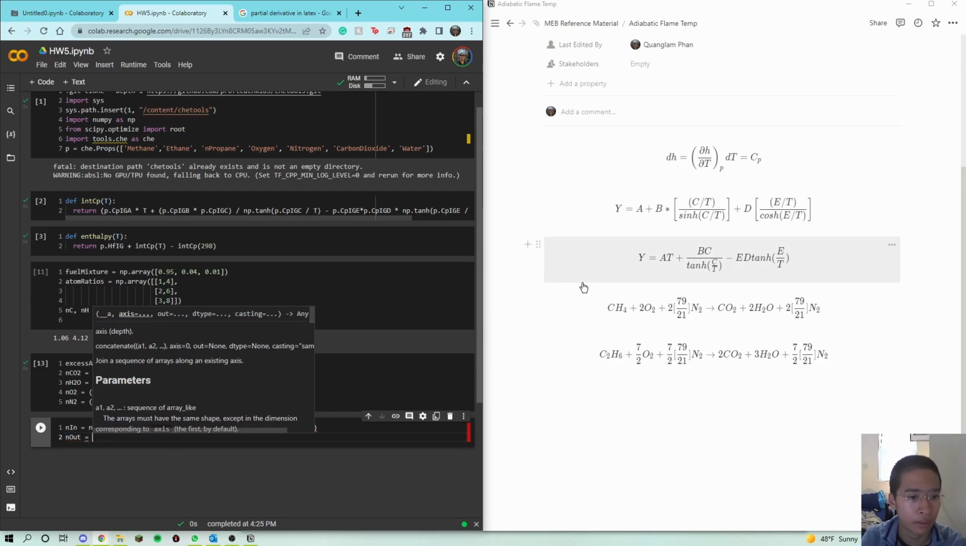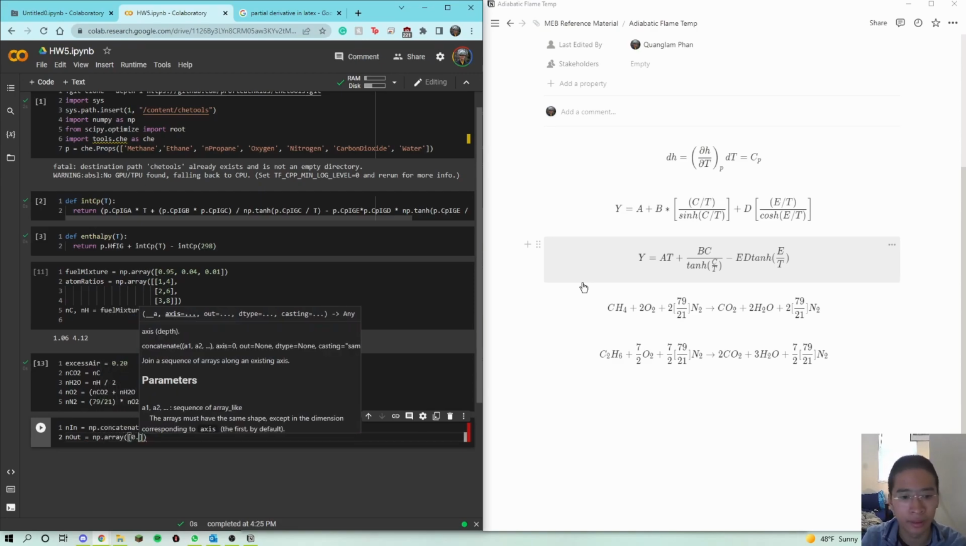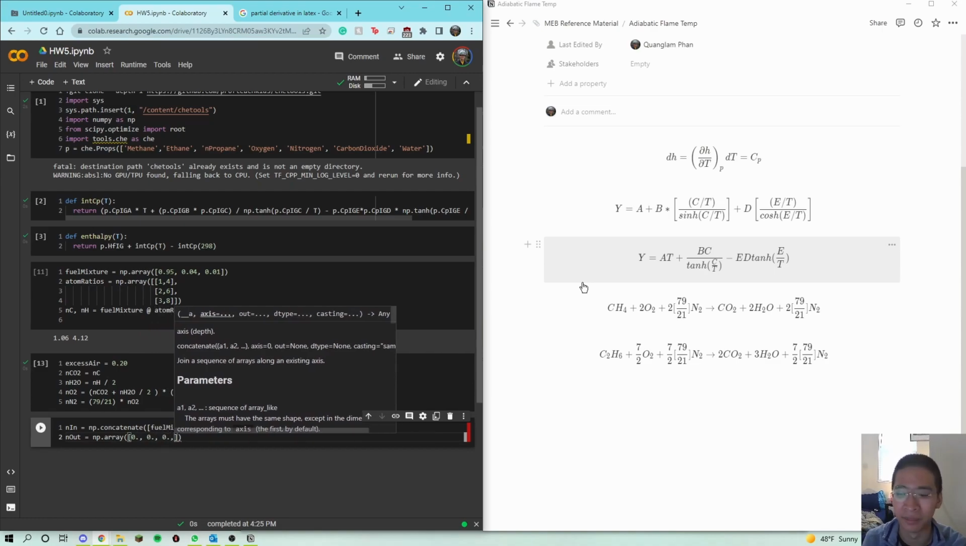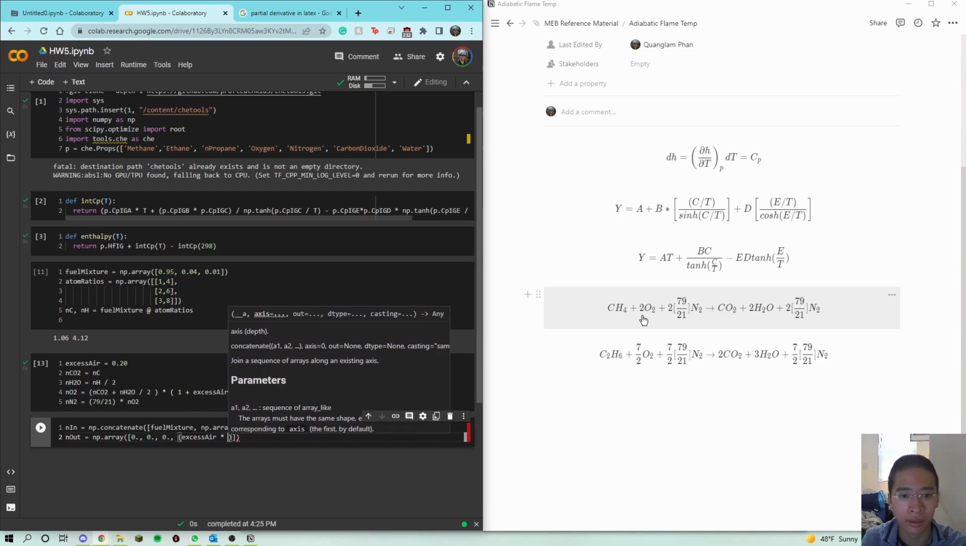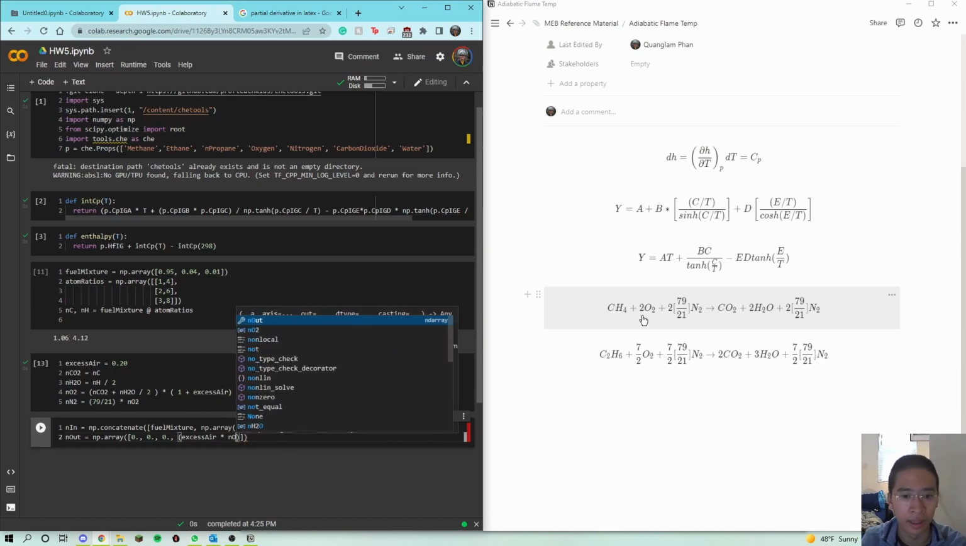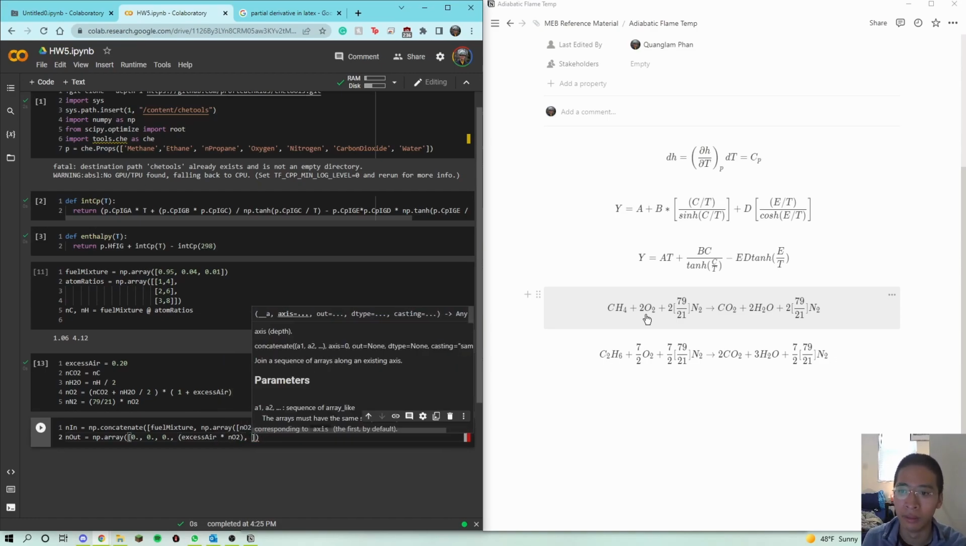What's next? We have things going out. We no longer have any fuels, so it's all 0. All 0. And because of the excess air, there's going to be some oxygen left, right? So what's that? It's going to be the percent excess multiplied by the coefficient of oxygen. Very simple. Well, what's next? Nitrogen does not react. It's always present. Carbon dioxide.